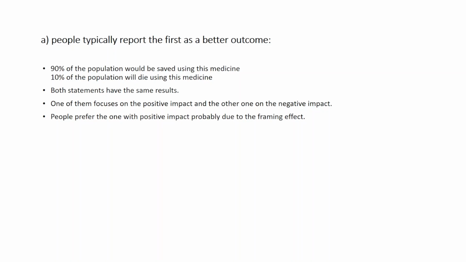It is when we present people with the same ideas, the same information, the same probability in two different ways in order to nudge them or make them choose one of them.